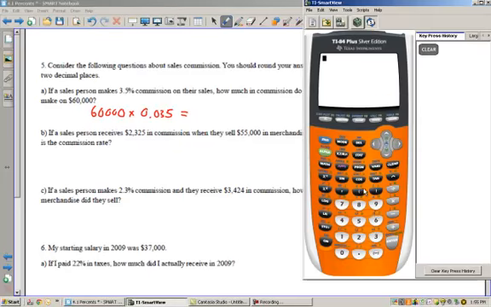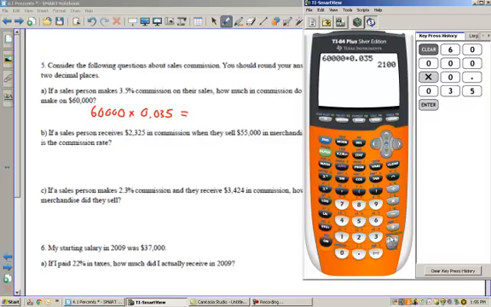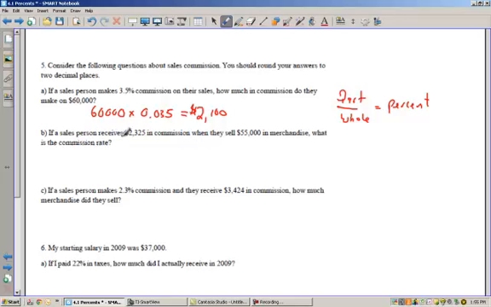So on my calculator, I take 60,000 times 0.035. And I get my answer of $2,100. That's how much I'm going to make in commission. Right, in part B, it says if a salesperson receives $2,325 in commission when they sell $55,000 in merchandise, what is the commission rate?